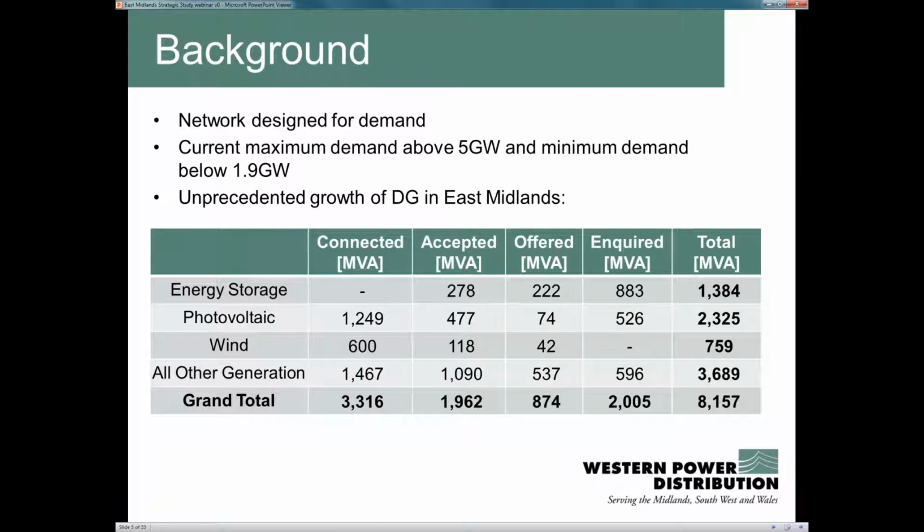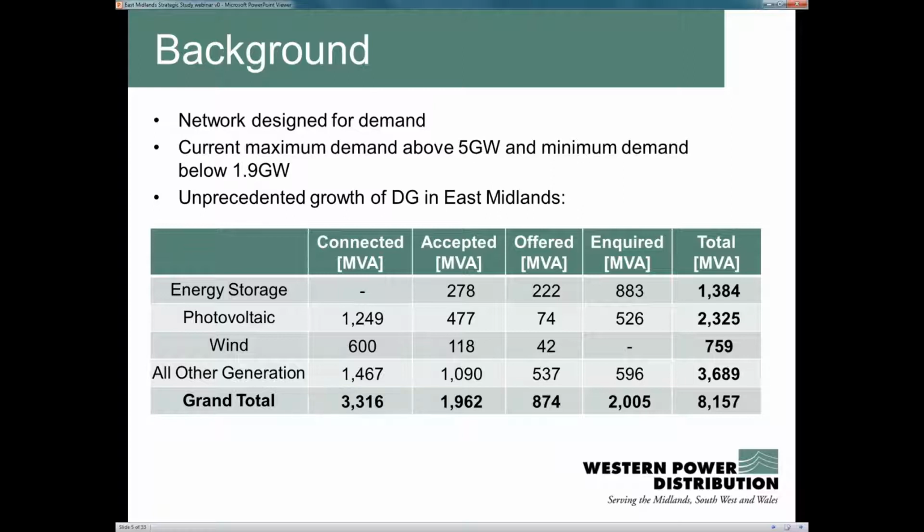So in terms of the background to the East Midlands, this network was predominantly designed just for demand. We're seeing at the moment that our maximum demand is slightly above 5 gigawatts, between 5 and 5.5 gigawatts, and our minimum demand is below 1.9 gigawatts. We've seen this change significantly over the past few years with the amount of growth of distributed generation that we've got in the East Midlands. So we've certainly seen the minimum demand start to reduce, particularly significantly in some areas.